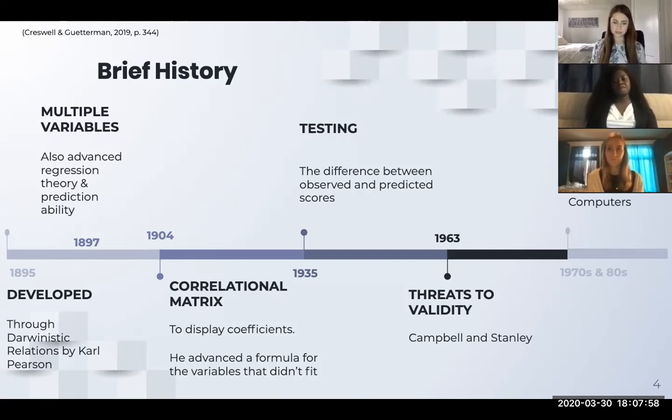In 1897, Ewell, one of Pearson's students, developed solutions for correlating 2, 3, and 4 variables, as well as advanced the theory of regression and the ability to predict scores. In 1904, Spearman published ideas about the correlation matrix to display coefficients and an advanced formula for the data that didn't fit the regular bell-shaped curve distribution we're all used to seeing.